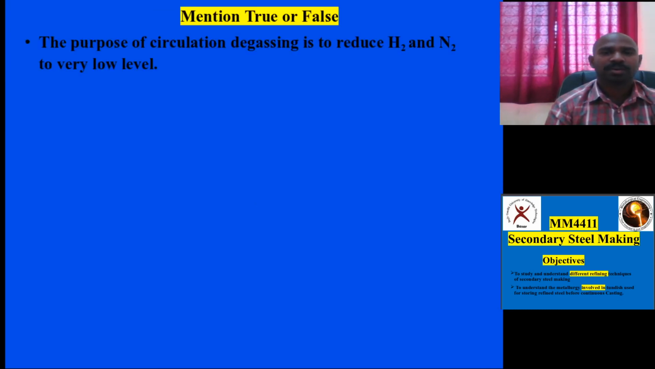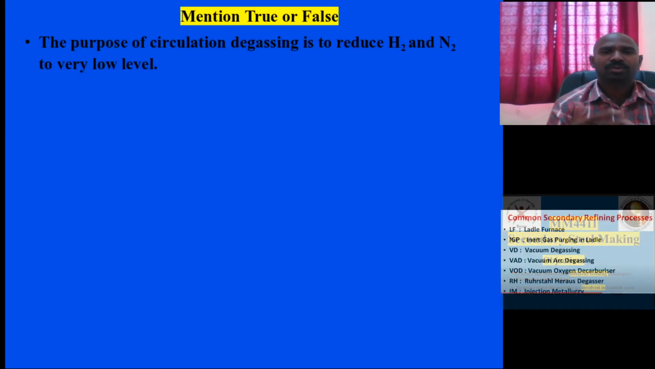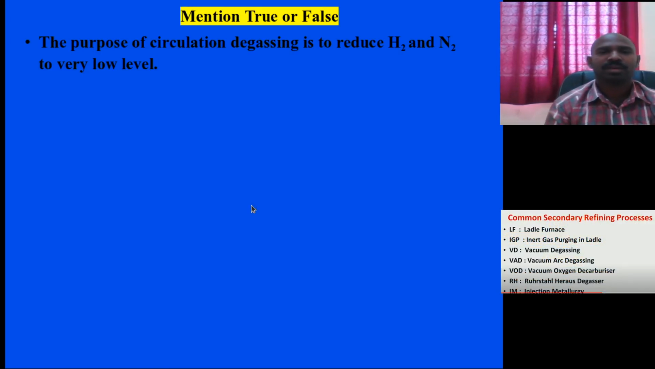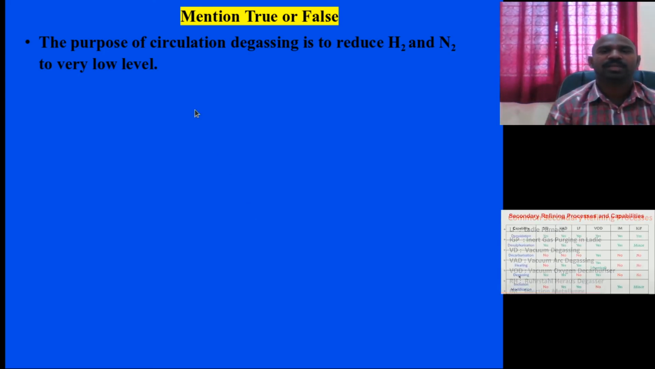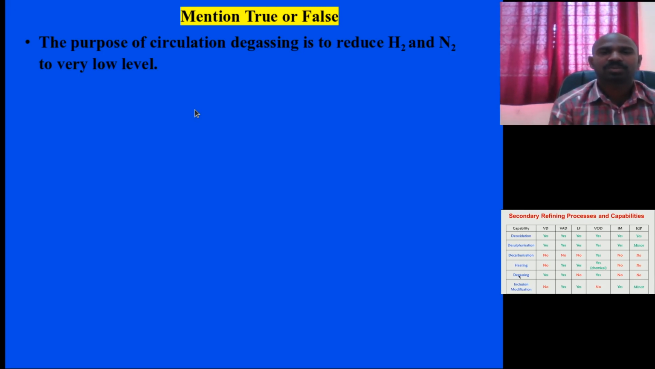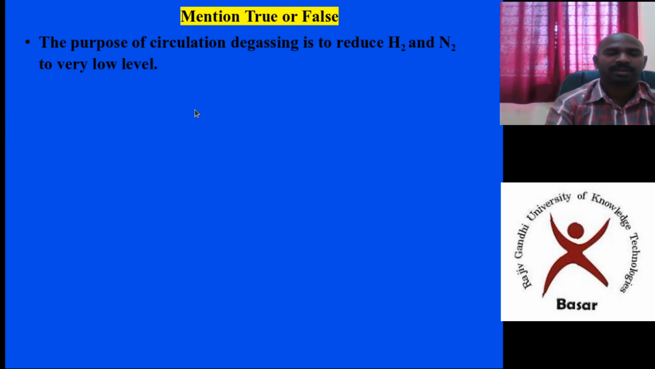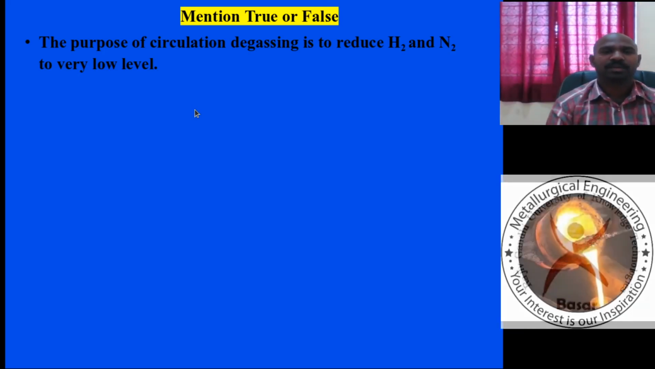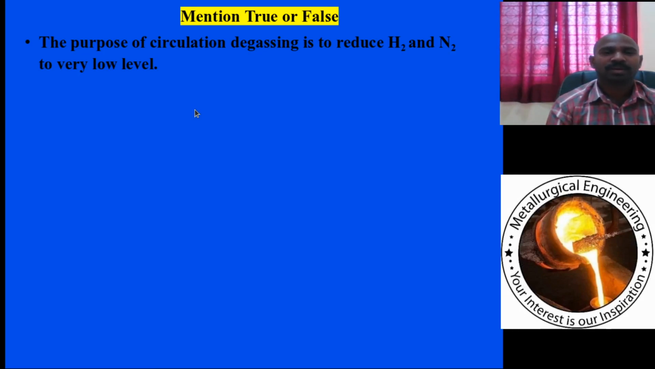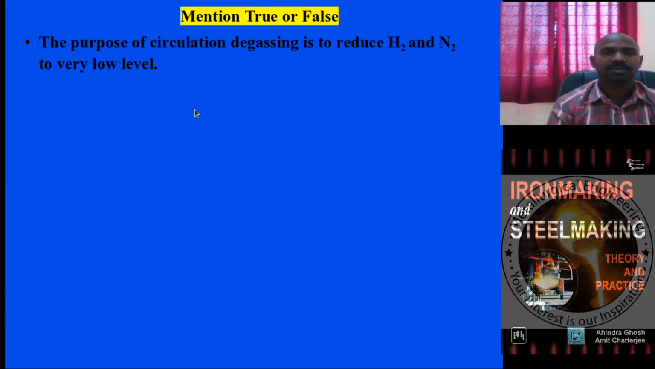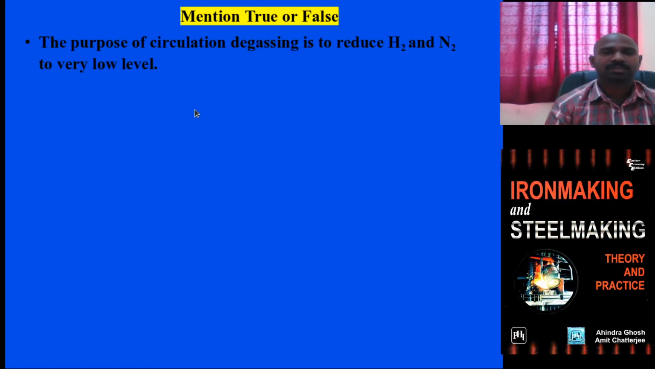Please concentrate on this idea and mention whether the following statement is true or false. The purpose of the entire circulation degassing process, such as the RH degassing process and DH degassing process, is to reduce mainly hydrogen and nitrogen to very low levels, hydrogen to 3 to 6 ppm, nitrogen to 30 to 60 ppm. Is it true or false? Please give your opinion as a vote. Thank you.